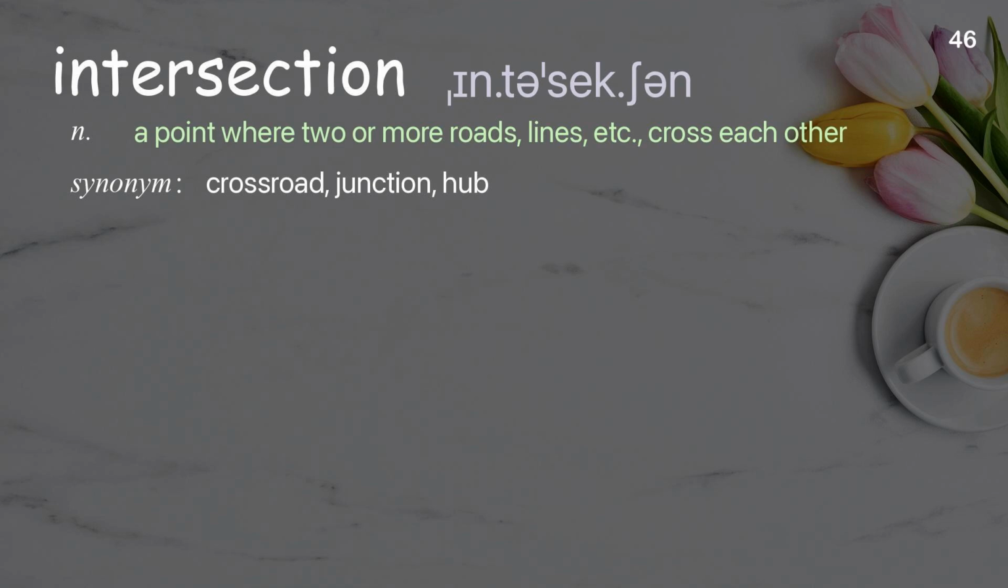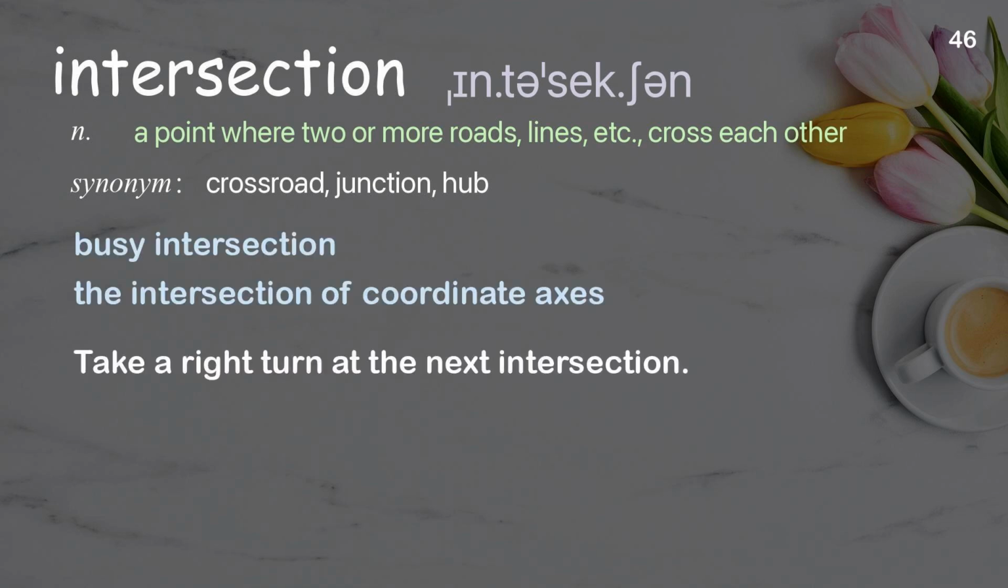Intersection. A point where two or more roads, lines, etc. cross each other. Examples: Busy intersection. The intersection of coordinate axes. Take a right turn at the next intersection.